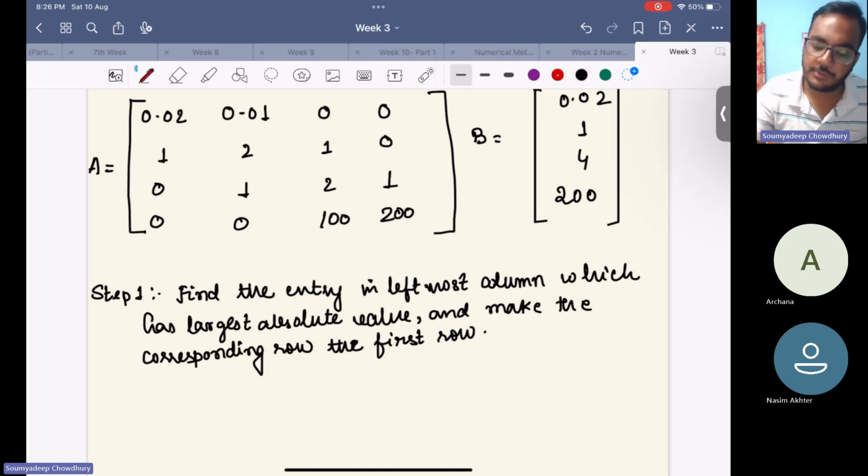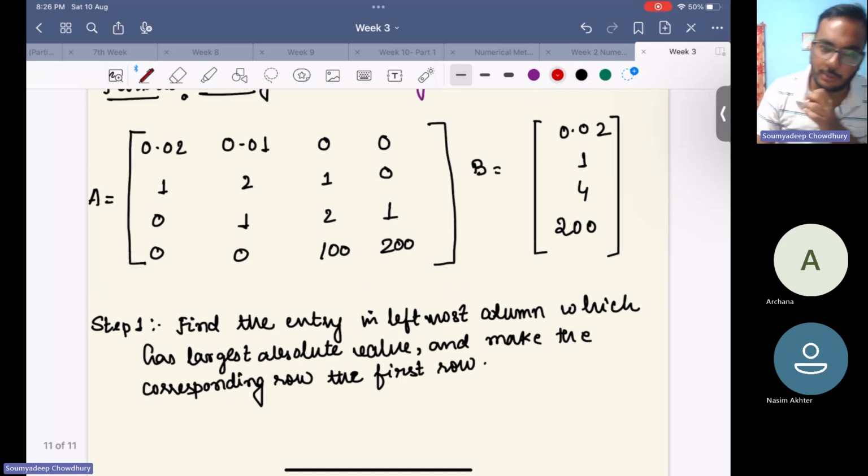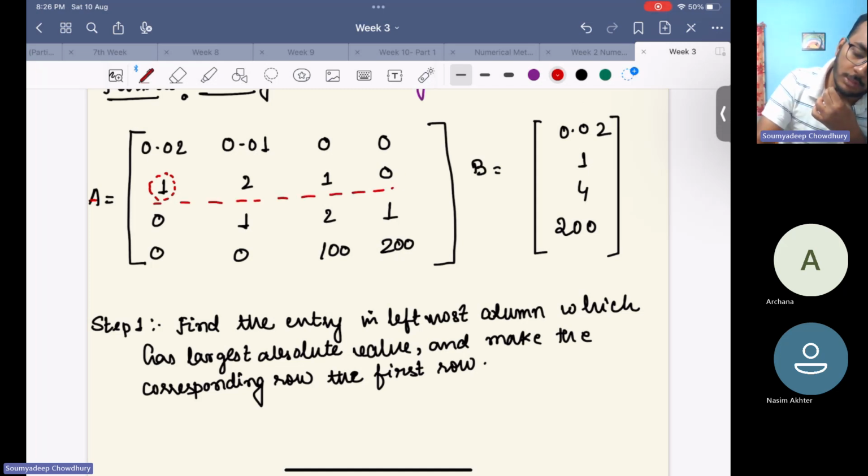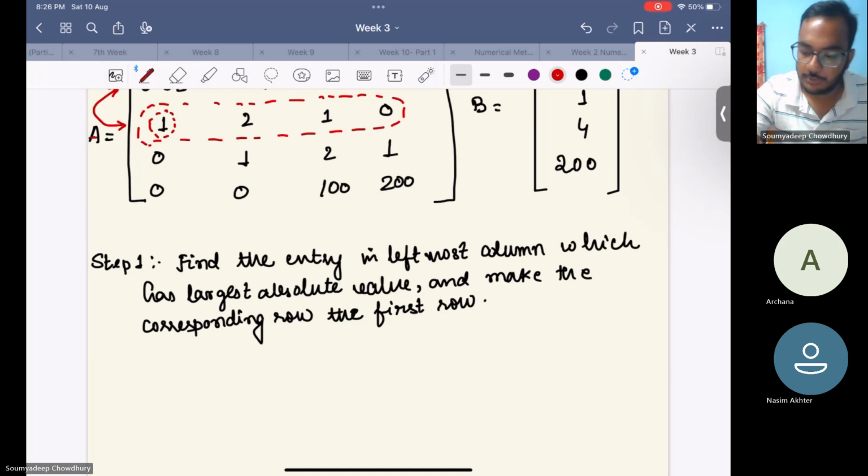So here if you see in the leftmost column, that is the first column, the highest entry is 1, right? It is in the second row. So basically what you have to do here is this entire row, that is R2, you have to shift to the first row, that is exchange R2 and R1. It will go here and this will come here. So exchange R1 and R2.